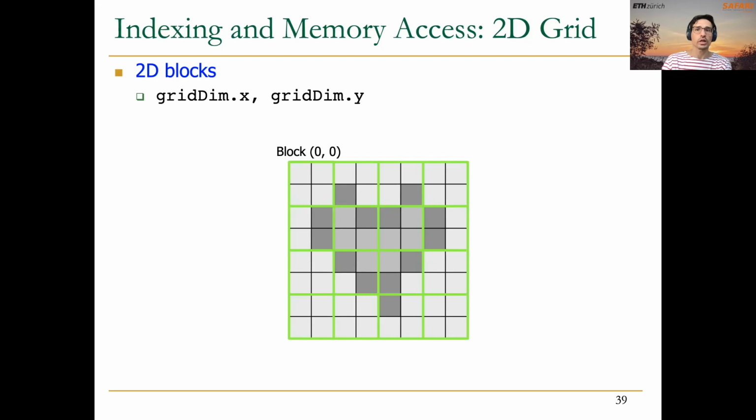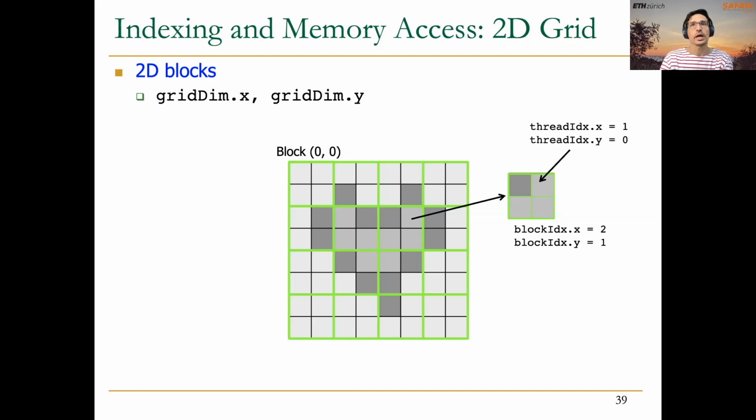So here, this could be block 0, 0. These are the rest of blocks. If we take a look at this thread block in particular, this is thread block 2, 1. And inside each thread block 2, 1, we also have a 2-dimensional organization of individual threads. For example, the particular thread that we assign to this pixel is thread 1, 0.